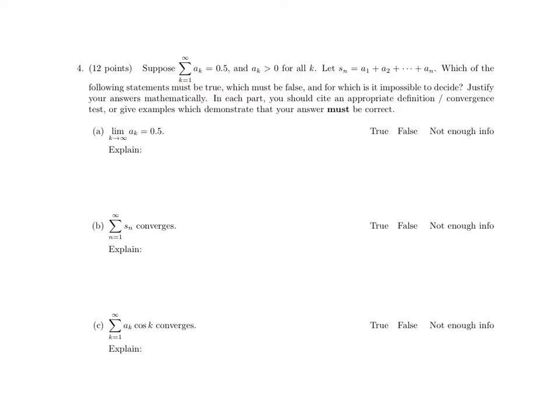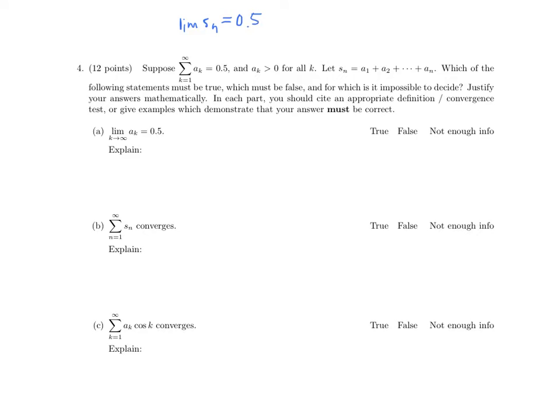The terms are named a sub k, and the series is equal to 0.5, which means that this series converges. It's important right off the bat to say to yourself, okay, if a series converges, that means the limit of its partial sums exists and is finite. In fact, the limit of the partial sums is equal to 0.5. So that means the limit as n goes to infinity of s sub n is equal to 0.5. That's the definition of convergence. The limit of the partial sums exists and is finite.